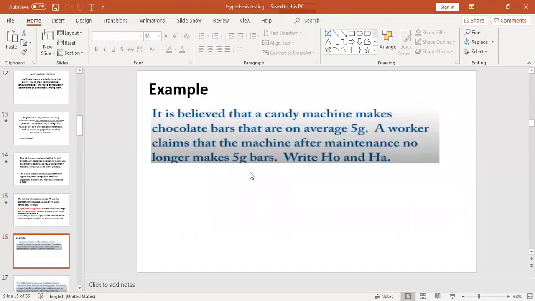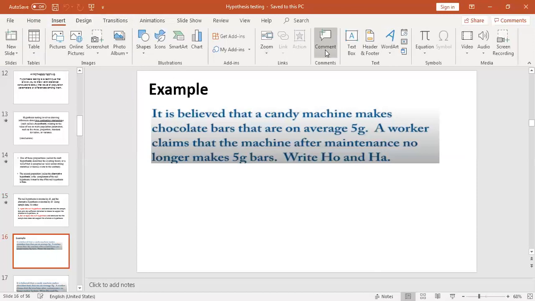Let's look at this particular example. It is believed that a candy machine makes chocolate bars that are on average 5 grams. A worker claims that the machine after maintenance no longer makes 5-gram bars. Write H naught and H alpha. So here, what has been the belief until now? That should be the null hypothesis. So what has been the belief until now? That is H naught.